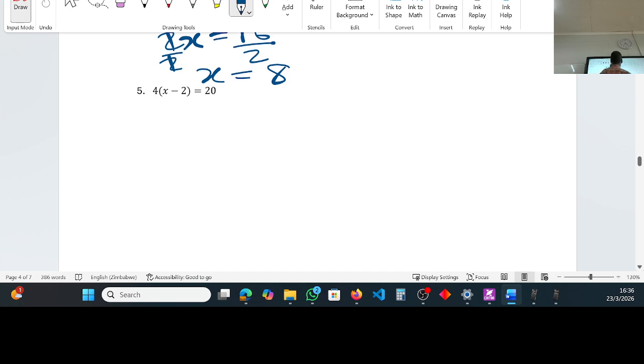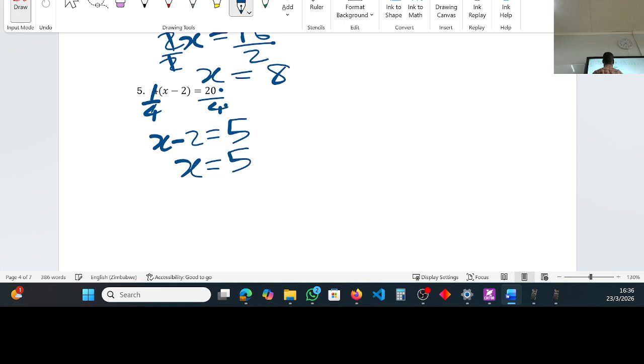Then I'm moving to the next one. I'm looking for the value of x which satisfies this equation. So I'll start by dividing both sides by 4 because I want to get rid of the 4 multiplying there. So I end up having x minus 2 equal to 20 divided by 4, which gives me 5. Then finally, x will be equal to, remember we transpose, this number is negative. When it crosses, it becomes positive. So my x is actually 7.